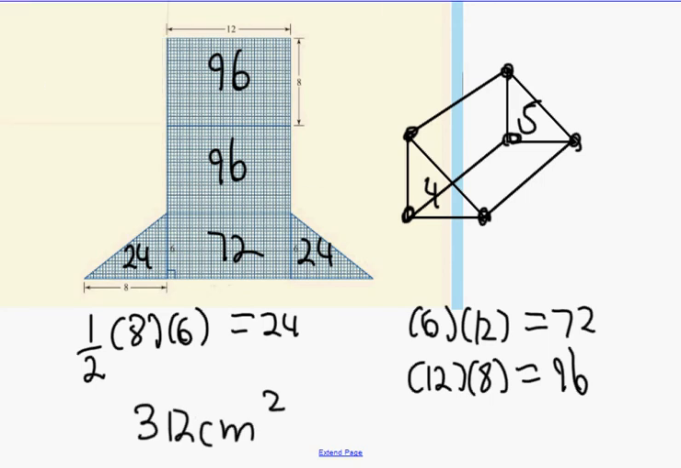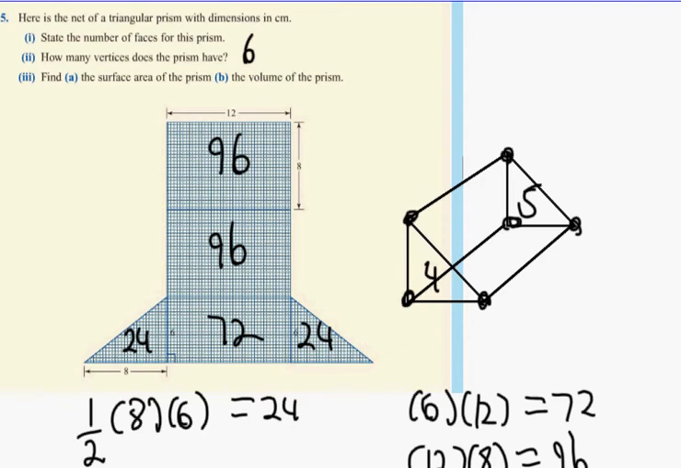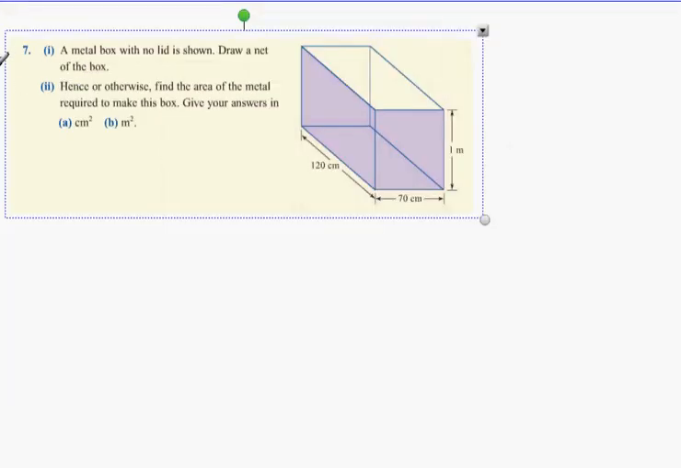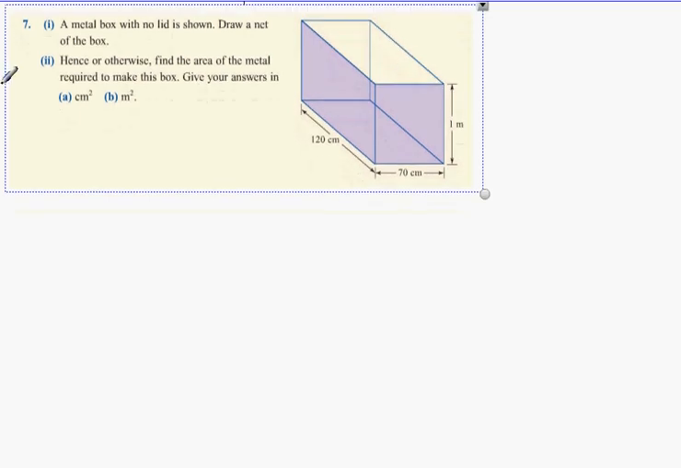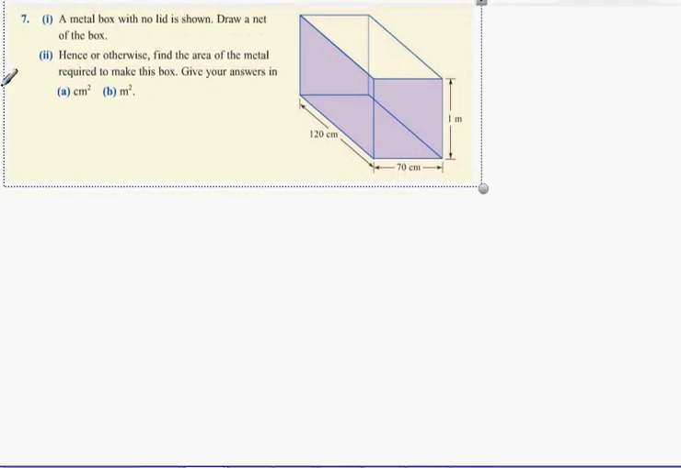Starting again, this number 5, now we're going on to number 6. Number 7 that is. Number 7. Shh. Sorry, just give me a sec.